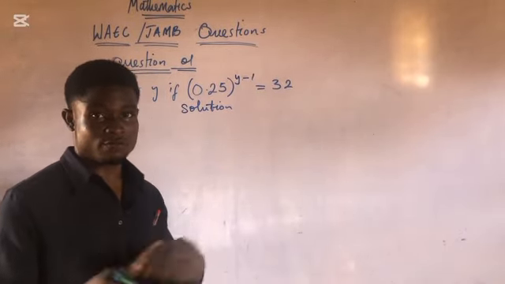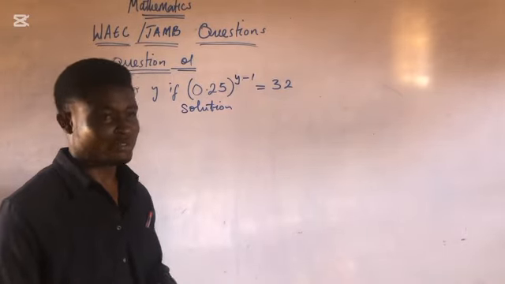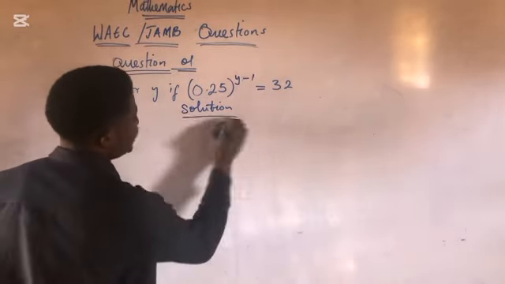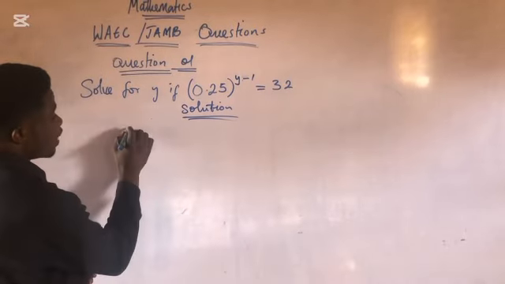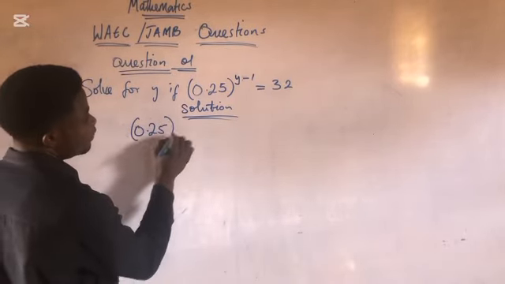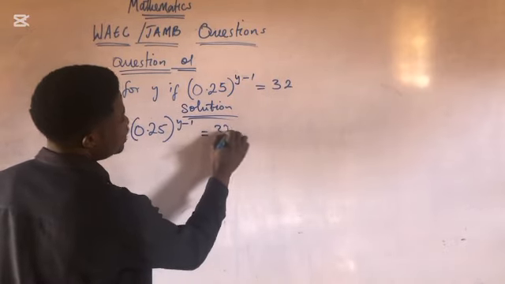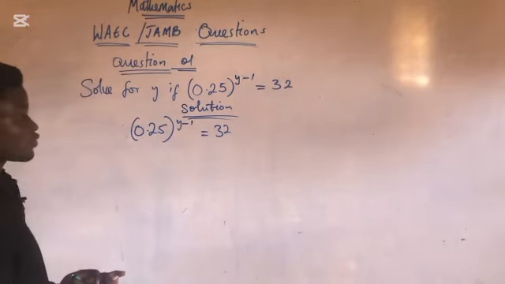So you will just have to run your work in such a way that nothing will spoil. If you have a question like this, just bring down your equation. You have your open bracket 0.25, close the bracket, raised to power y minus 1 is equal to 32. That's the equation they give us.